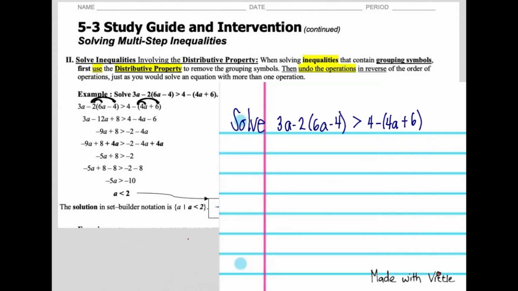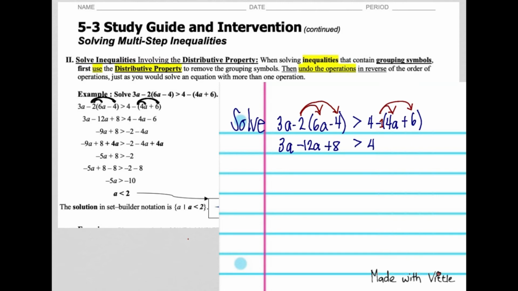Let's use the distributive property with this -2 being multiplied by each term inside the parenthesis. -2 times positive 6a is -12a. -2 times -4 is positive 8. Bring down the rest of the expressions.